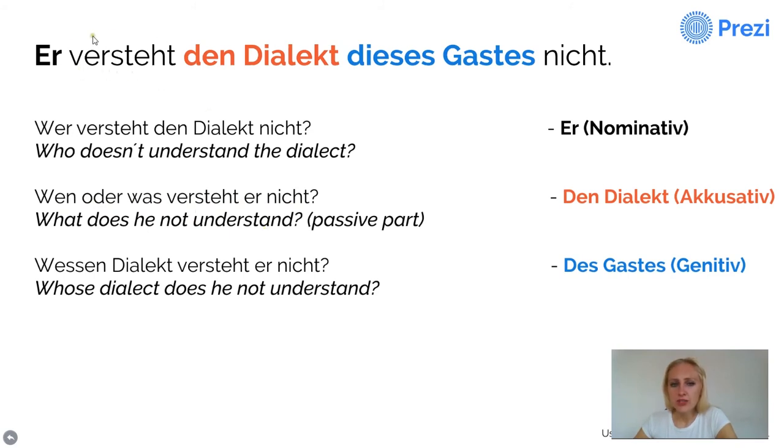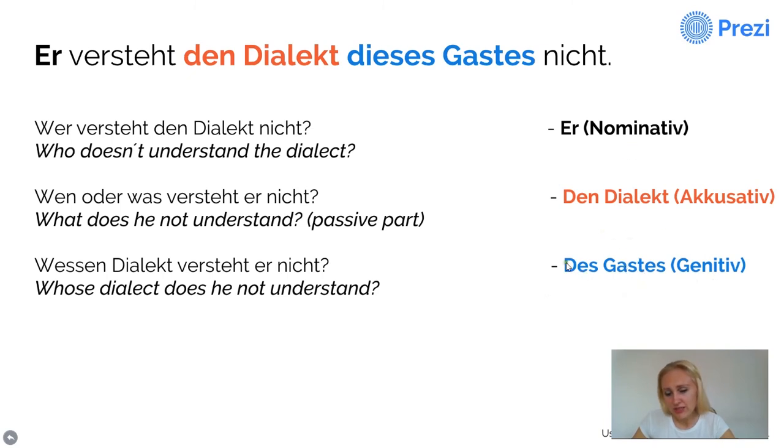So here we use the verb verstehen. Verstehen is an accusative verb. Whomever we understand or don't understand, as it is in this case, is always the accusative object. Okay? So we do not understand the dialect, right? Wen oder was versteht er nicht? Er versteht den Dialekt nicht. He doesn't understand the dialect. So the dialect here is the accusative object in the sentence. And then we have the genitive question. Wessen Dialekt versteht er nicht? Whose dialect does he not understand? Wessen. So we use it when asking about, let's say, the possession or who owns it, right? Who owns the dialect is the guest. So the answer here to this question is des Gastes. So des Gastes or the guest here is the genitive object.